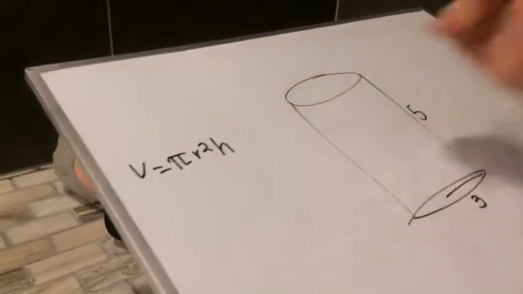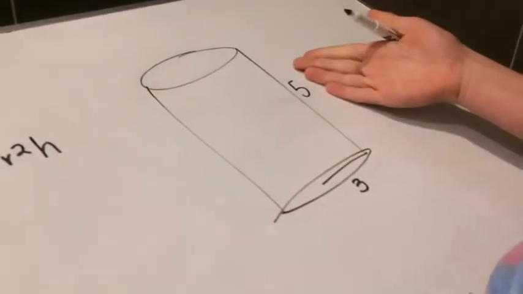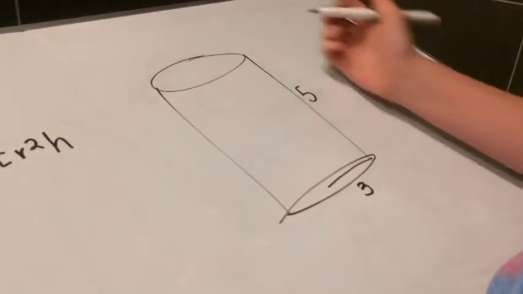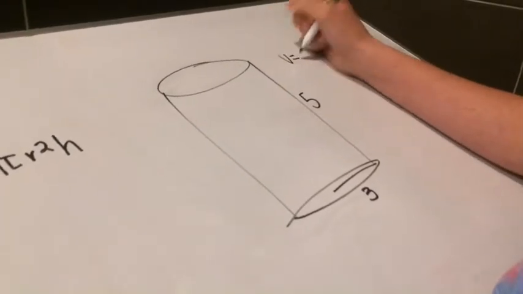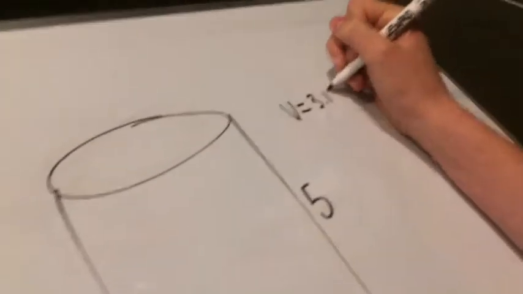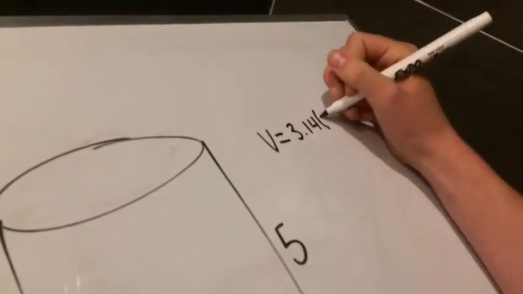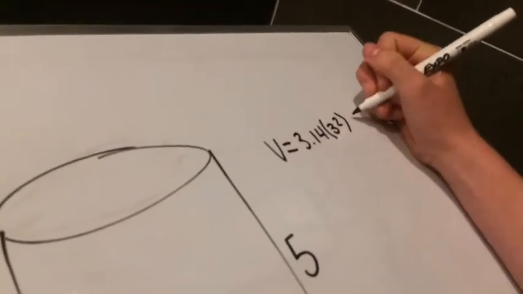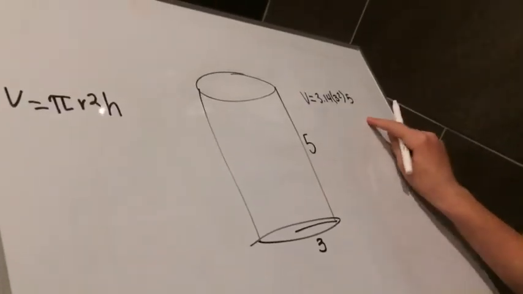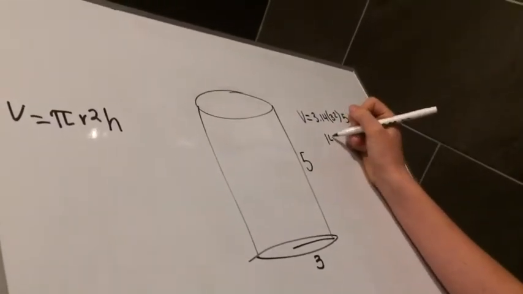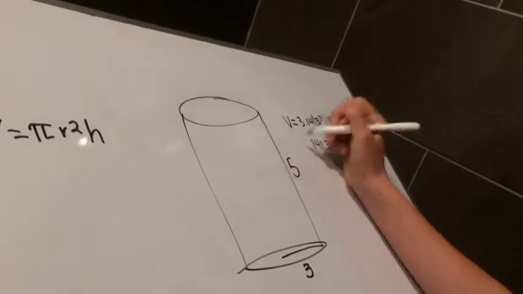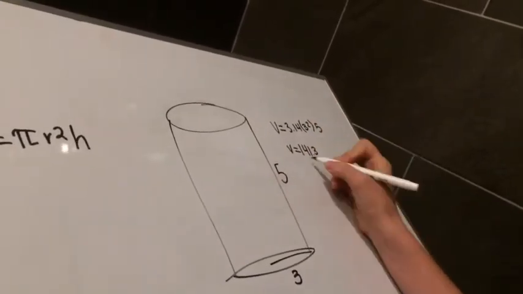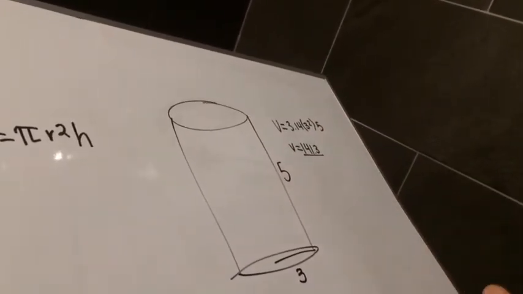So now we put that into our dimensions. So volume equals pi, which is 3.14, times the radius, which is 3 squared, times height, which is 5. Now the answer for this is 141.3. So that is the volume of the cylinder, and that's how you find it.